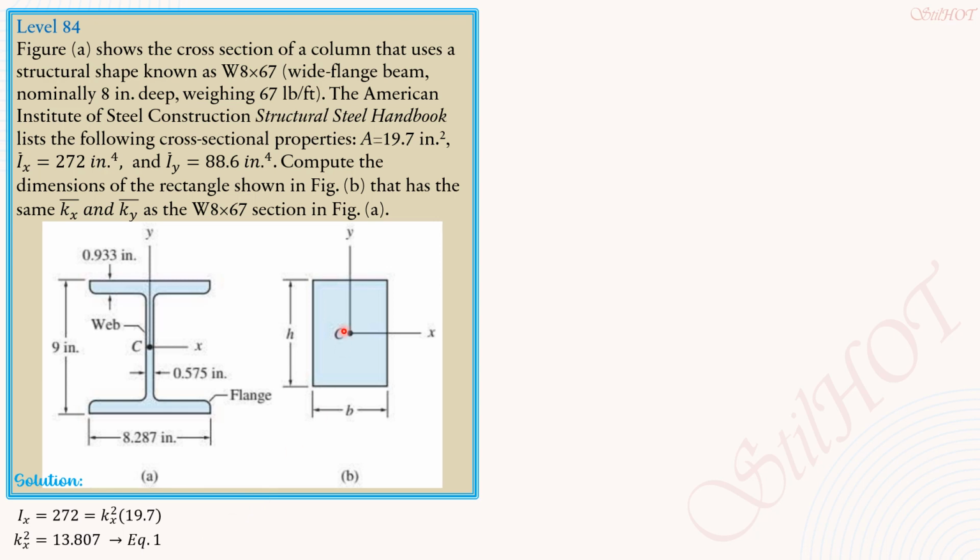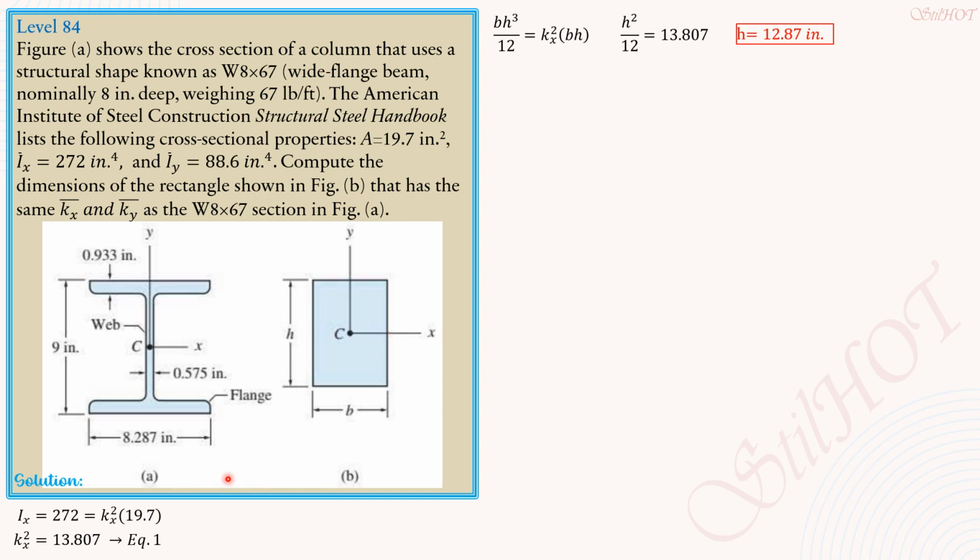Then for the rectangular section, moment of inertia with respect to the centroidal axis is bh cubed over 12, and that is also kx squared times area, which is bh. So bh cubed over 12 equals kx squared times bh. Simplifying this, h squared over 12 equals kx squared. H squared over 12 is equal to 13.807. So extracting square root, h is square root of quantity 12 times 13.807. So from there we can solve for h. H is equal to 12.87 inches.